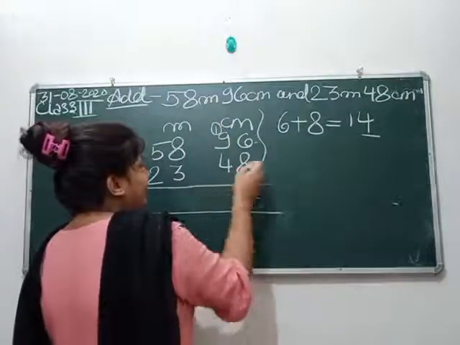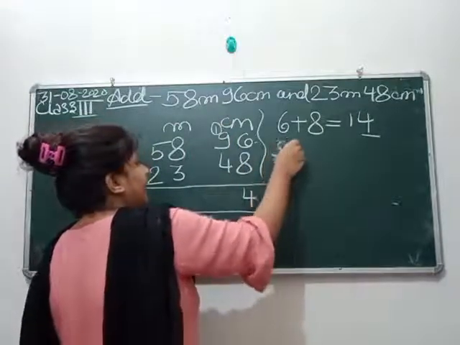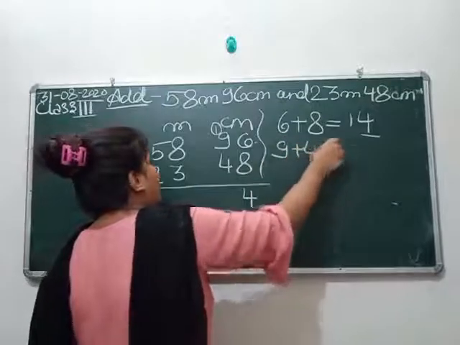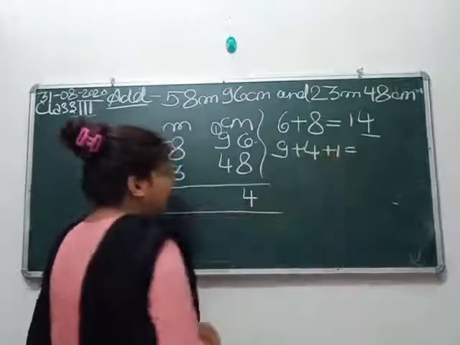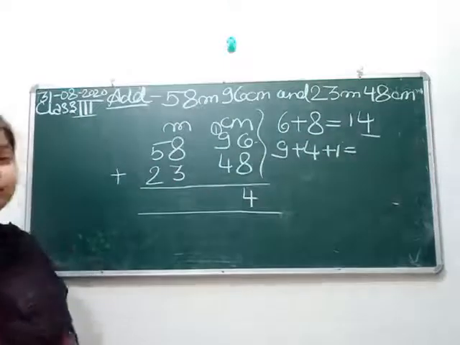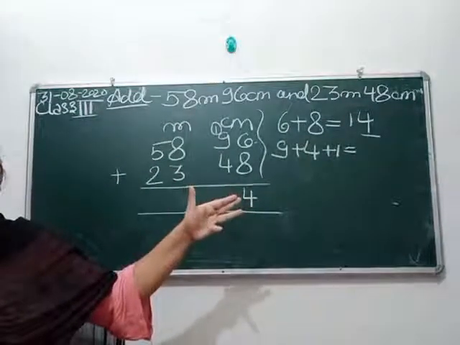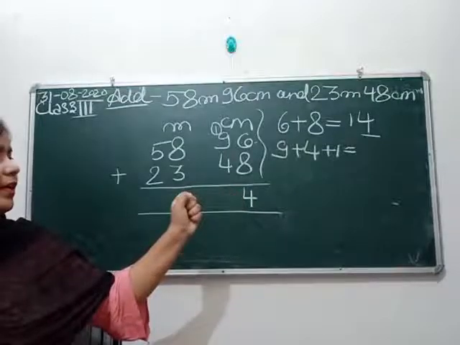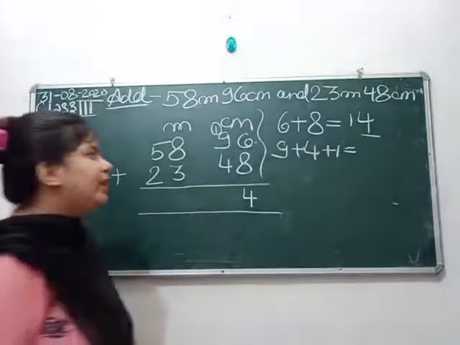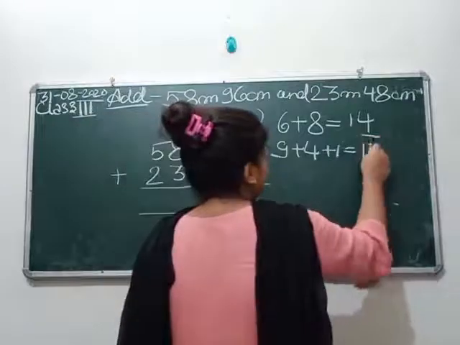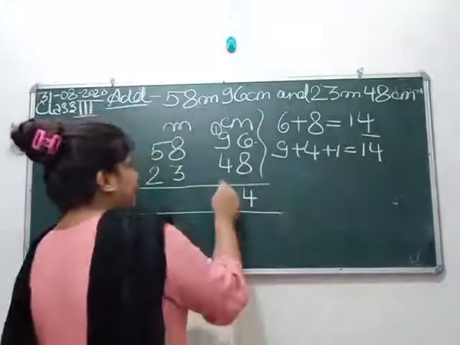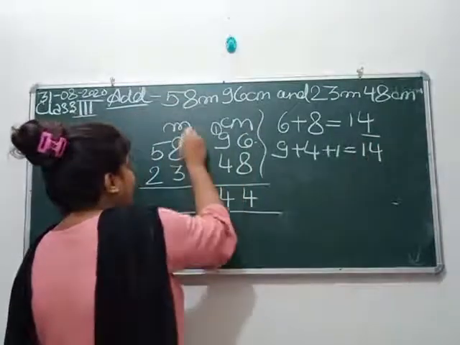Now at the second place we are having 9 plus 4 and plus 1 carry. 9 plus 4, 10, 11, 12, 13, and plus carry, 14. So we'll write 4 here and we'll give carry 1.